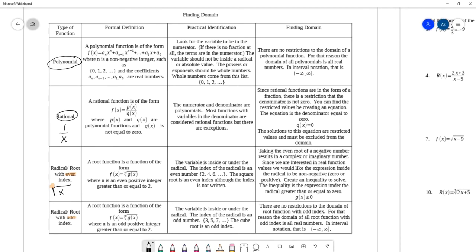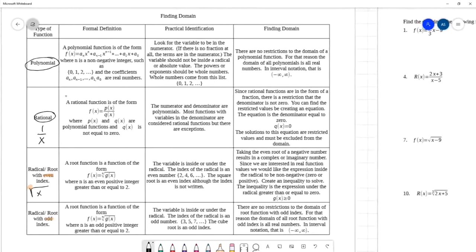So these are the types that you're going to get tested on for test 1. We'll add more later on in the class. We'll add more types of functions.